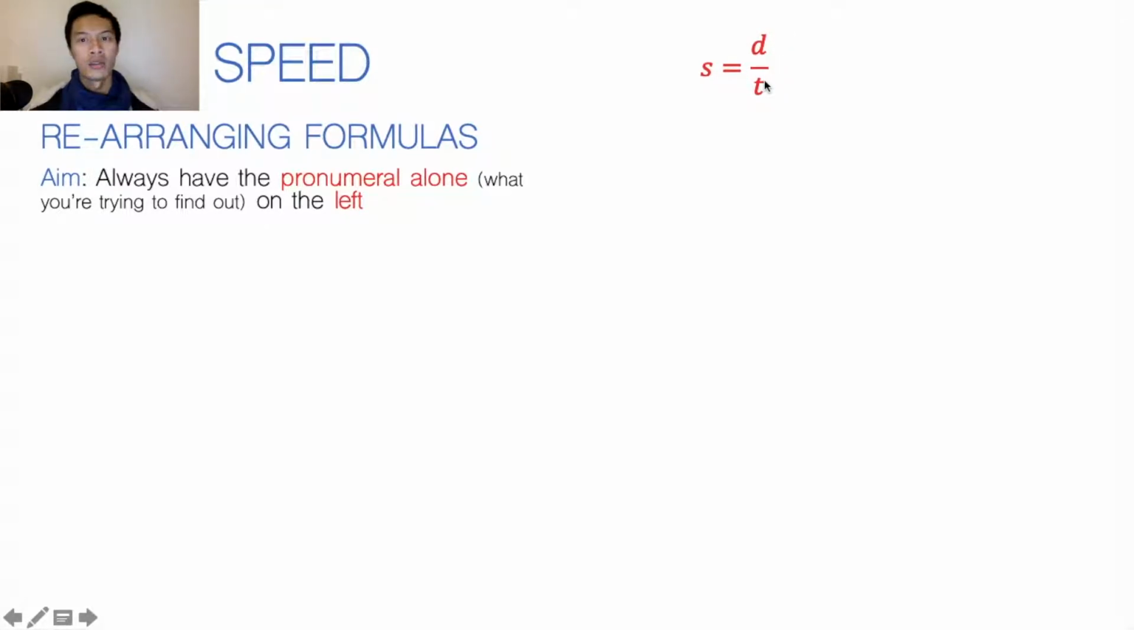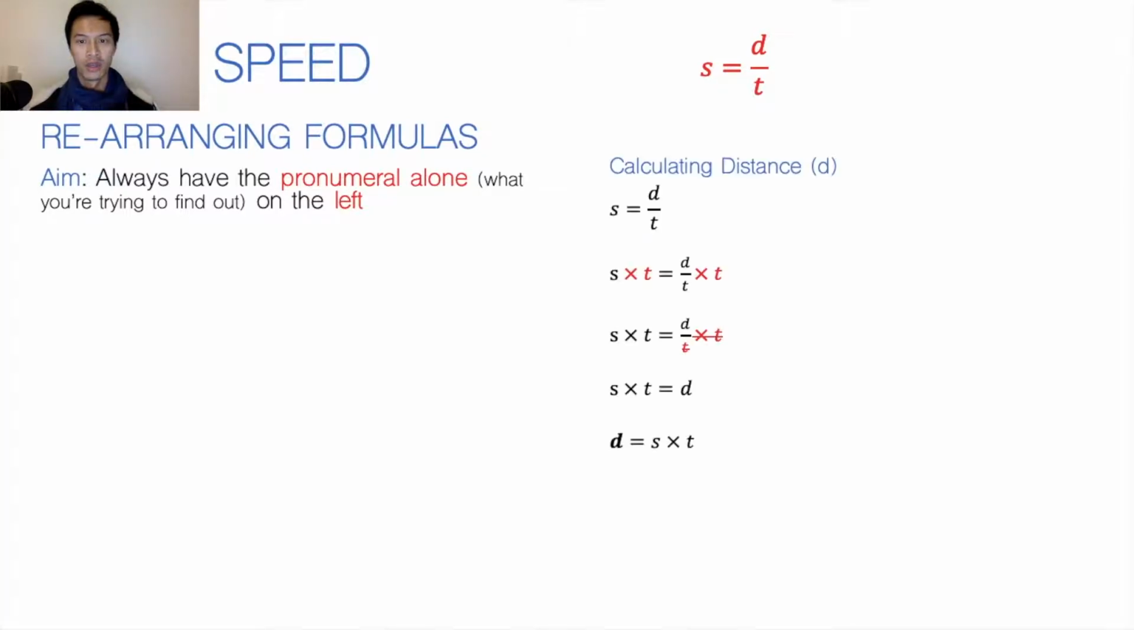However, if I ask you how you figure out the distance if I give you the speed and the time, you actually have to rearrange this formula so that the distance is on its own. And so when you are rearranging formulas, the aim is always to have the pronumeral that you are searching for on its own on the left, okay? And then the rearrangement needs to happen through algebra to figure it out, okay?